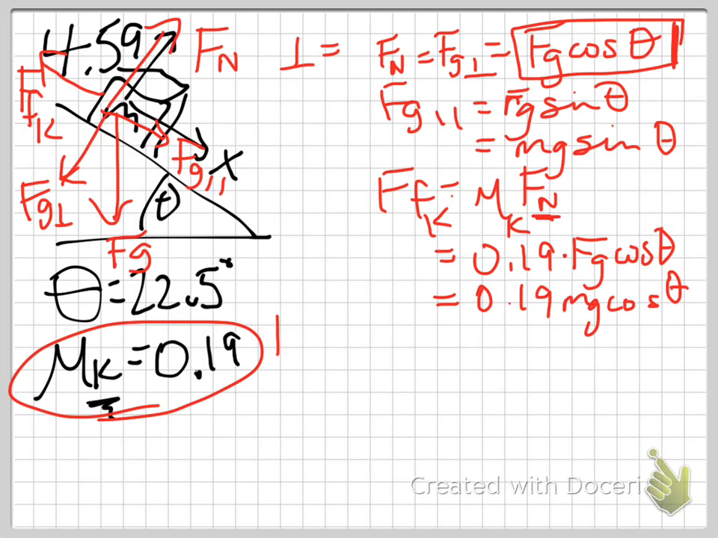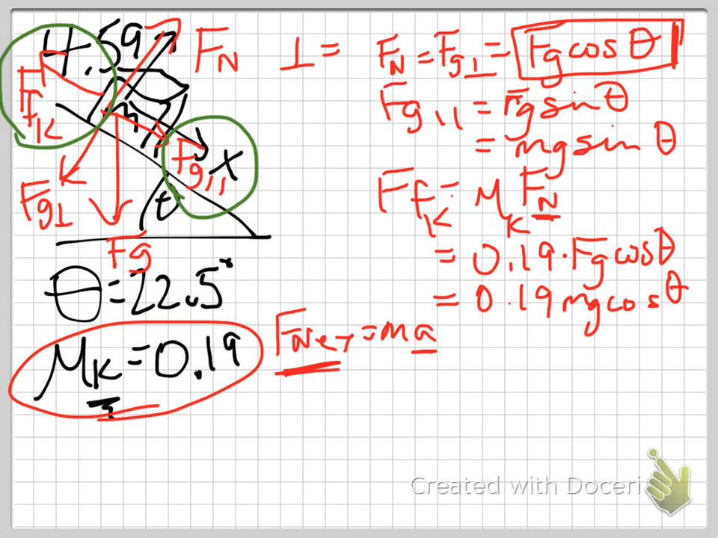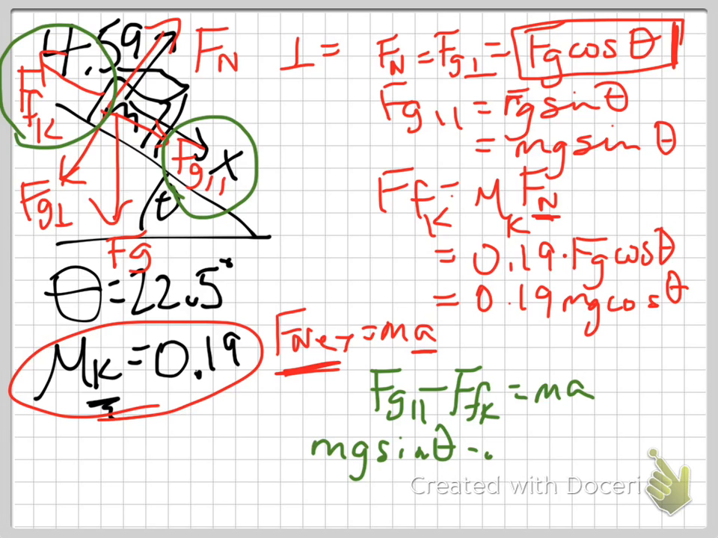Now we have to do F net equals ma to find a. This side of the equation is a little bit harder. We have to look at the sum of the forces. It looks like we have this and this battling it out. So the answer would be Fg parallel is winning minus FFK equals ma. So if we plug in all these things, we get mg sine theta minus 0.19 mg cos theta equals ma.